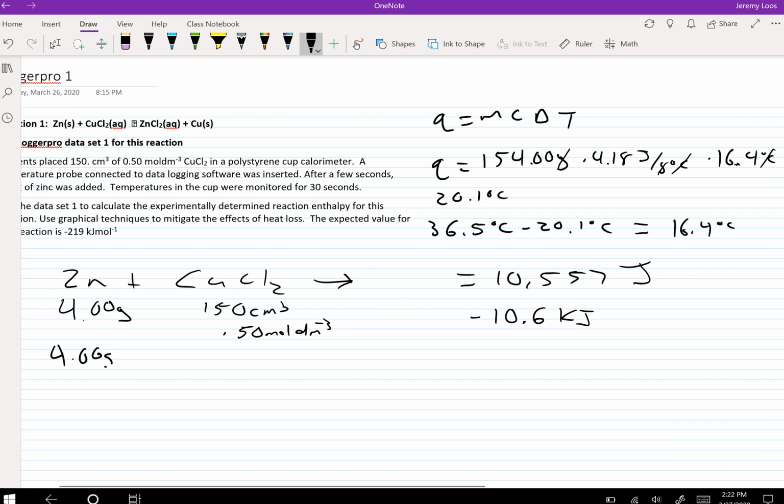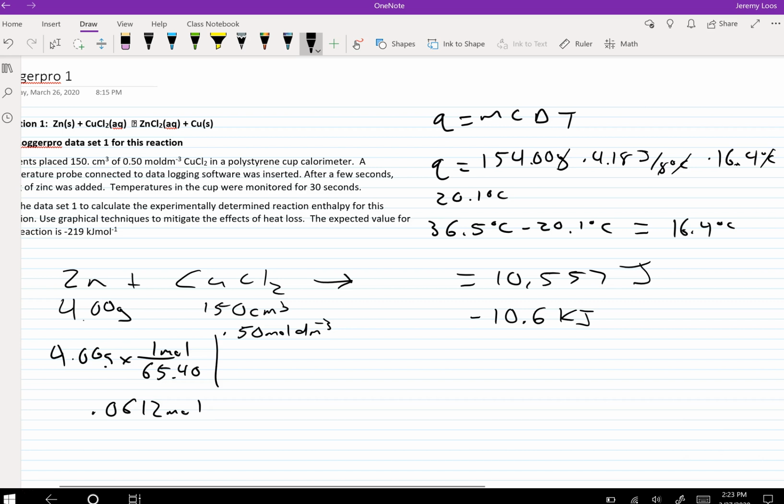So 4 grams divided by zinc's molar mass, which is about 65.40. And so we can find moles that way. Just figure this out here. 4 grams divided by 65.40. That is about 0.0612, to 3 significant figures, call it, moles of zinc.